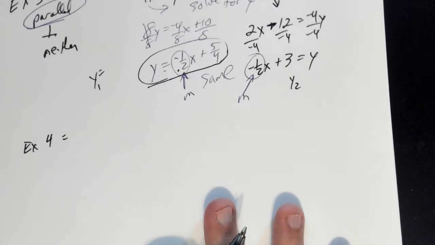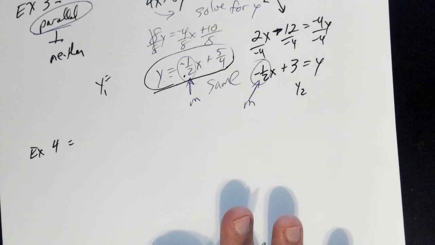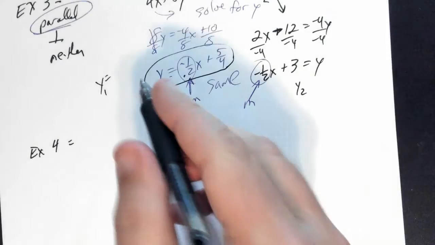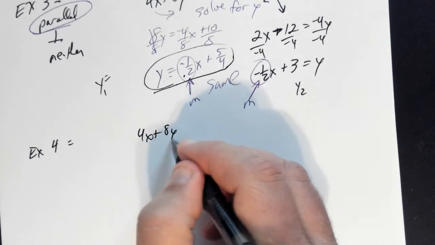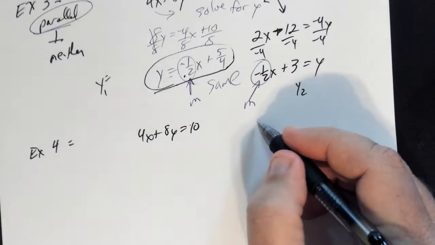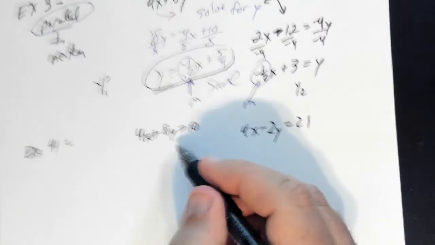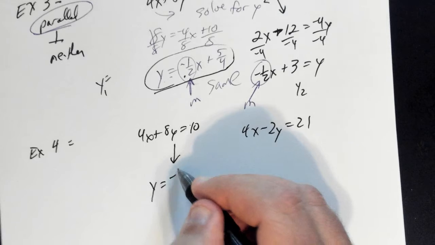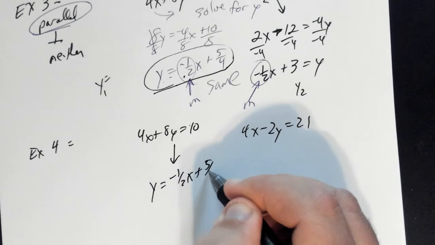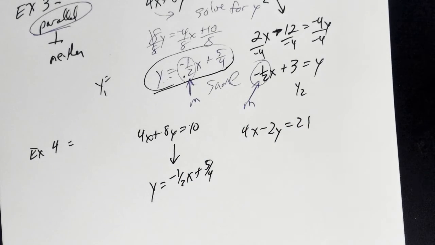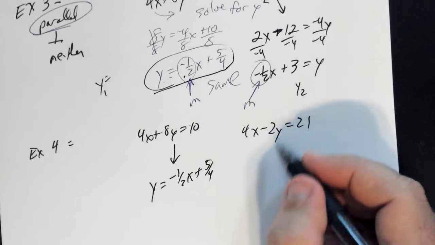So, example 4. Example 4 is asking us the exact same question. They've given us this equation, and they're also giving us this equation. Now we already know what this one is. This is y is equal to negative 1/2 x plus 5/4. We already did that one. Let's not reinvent the wheel. Solve for y in this one.